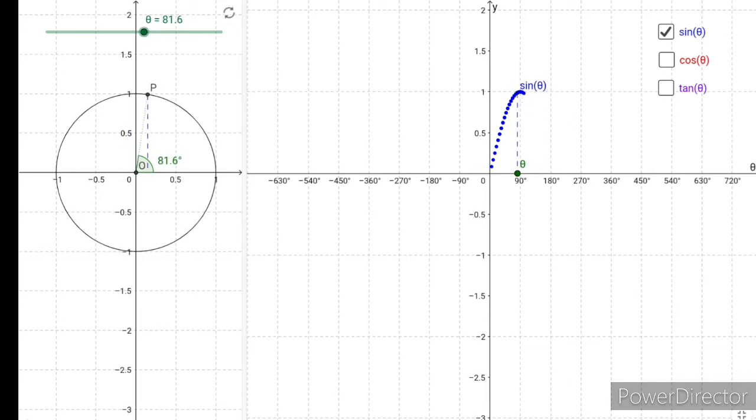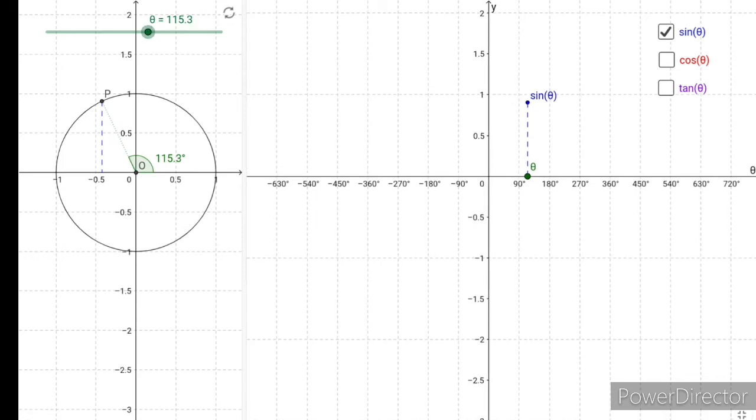Okay, what happens after 90? If you observe, after 90 it keeps on decreasing. See, the length of the dotted blue line is decreasing after 90. But the length is positive. So sin theta is also positive because it is above the x-axis. So the y coordinate of P is positive. As I keep on increasing from 0 to 90, the length increases, and after 90, the length keeps on decreasing from 1 to 0. When it becomes 180, the length of the blue dotted line becomes 0, which is sin theta.